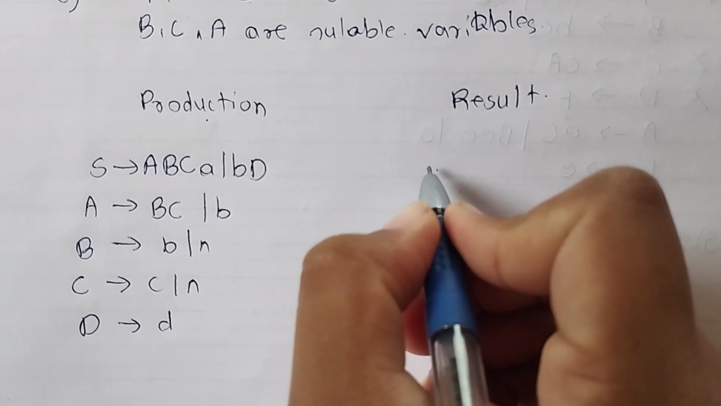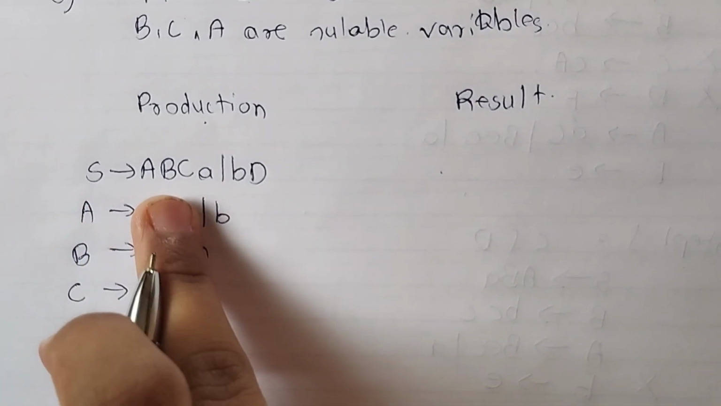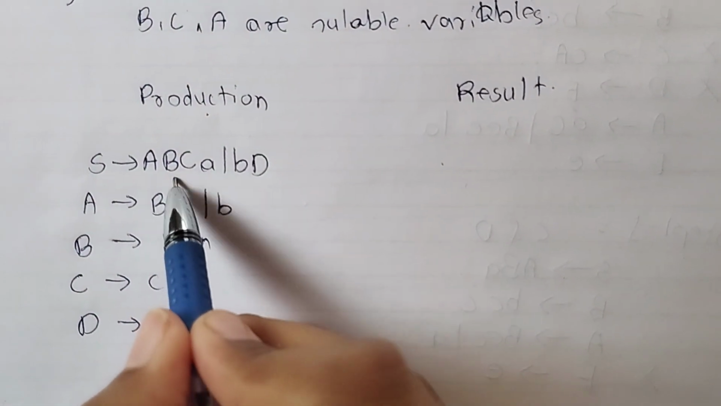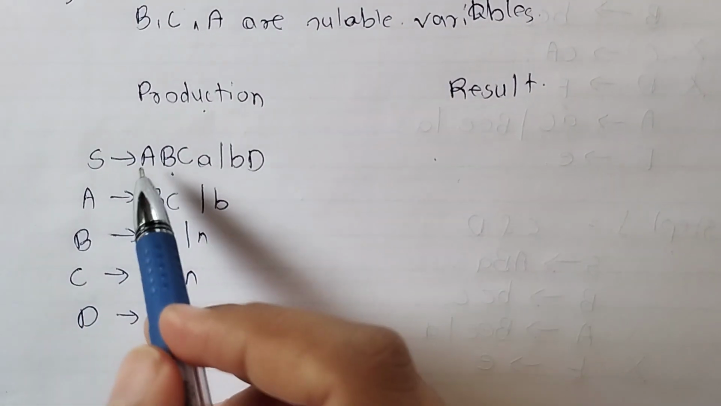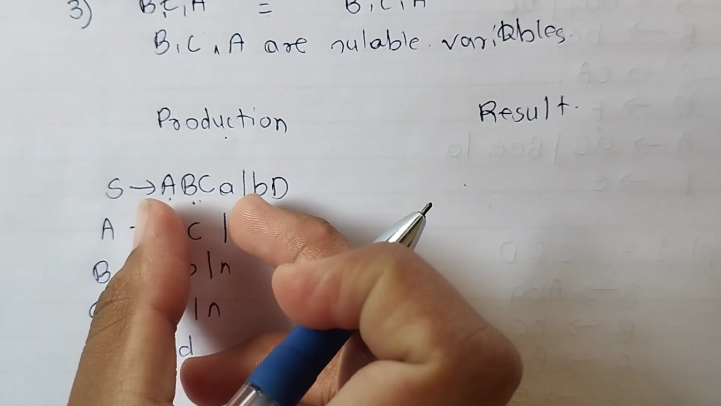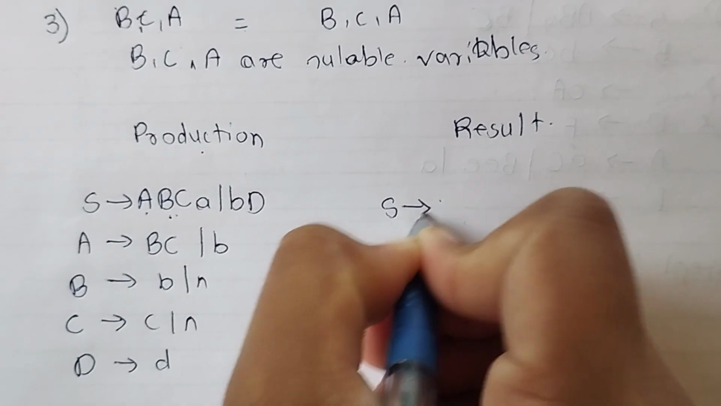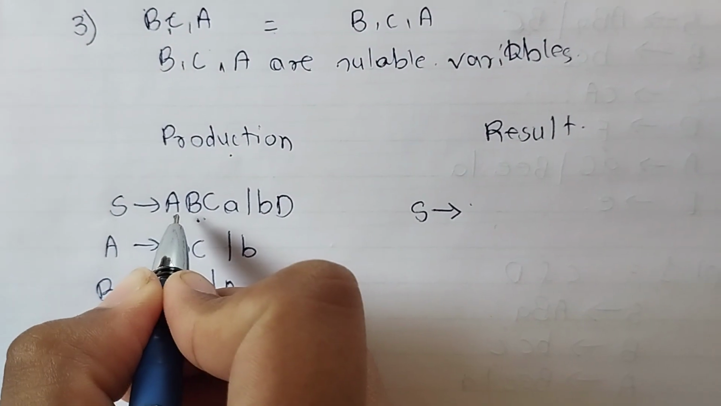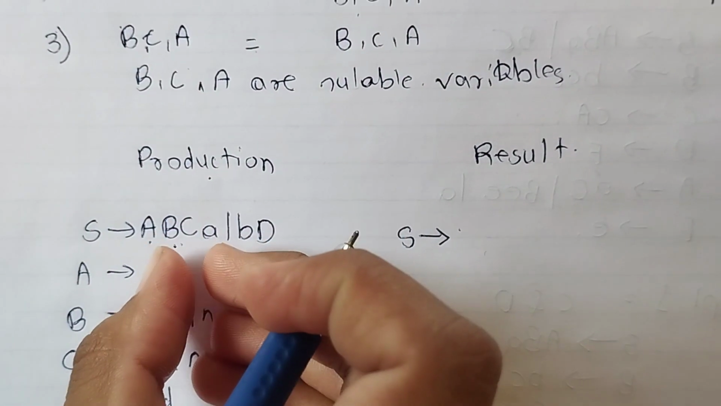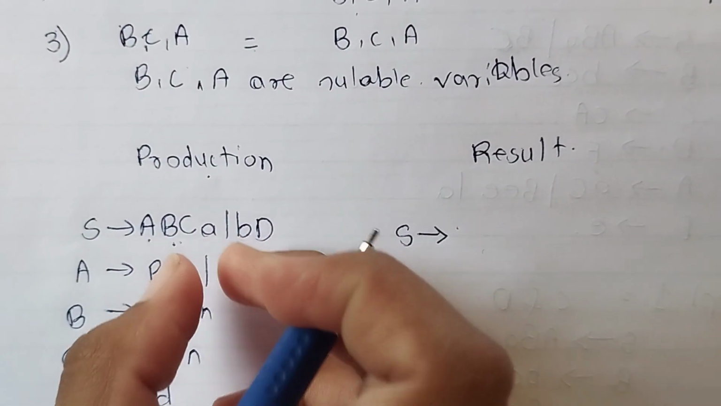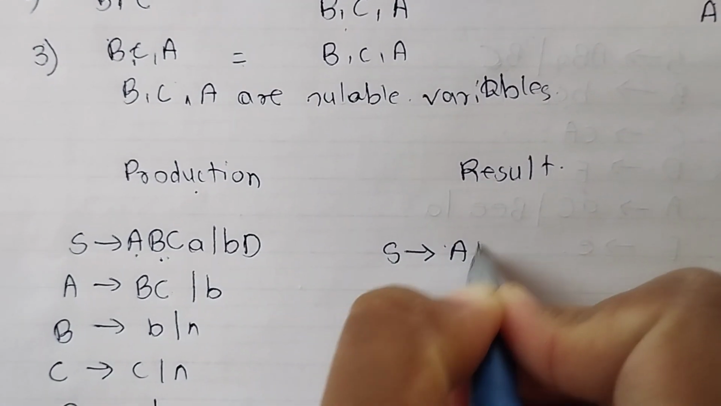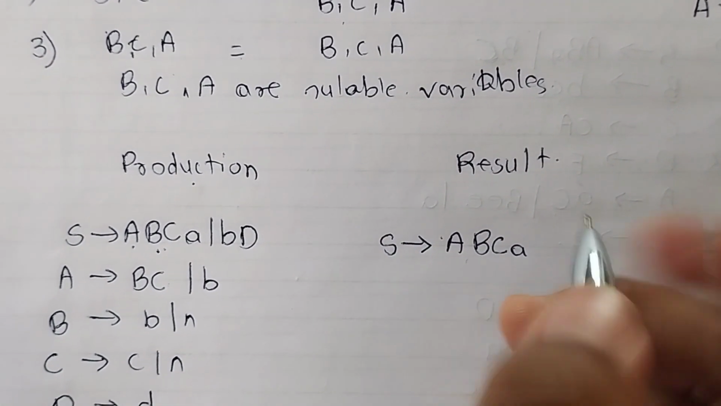So S produces ABCA and BD. But in this production, B and C are present and A is also present, which are the nullable values. So S can be written like this: eliminate the null variables one by one and write the remaining variables as they are. How? Let's see. First, write this variable as it is. So this ABCA we write as it is.